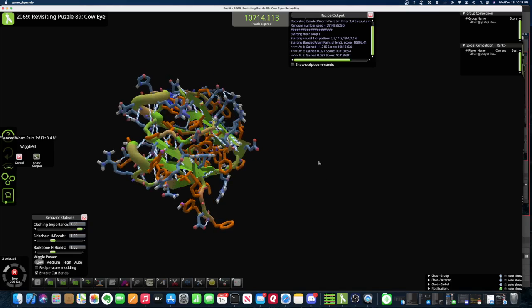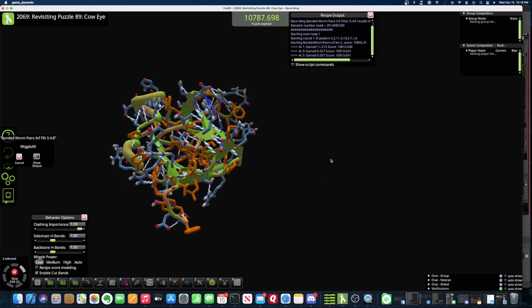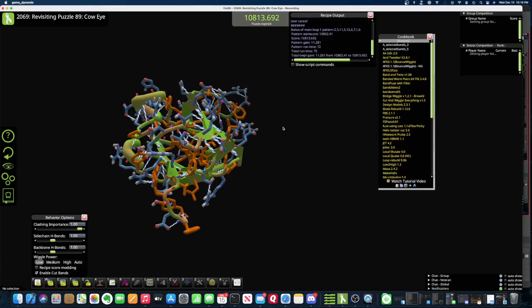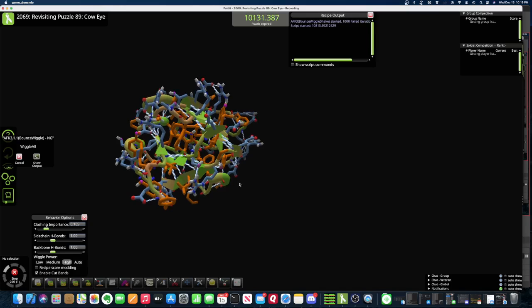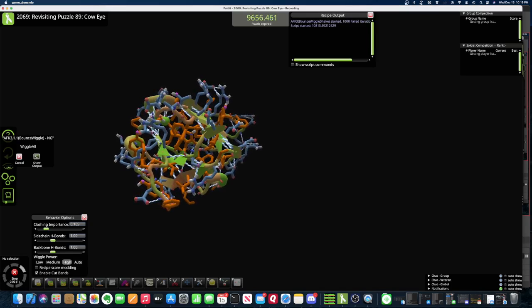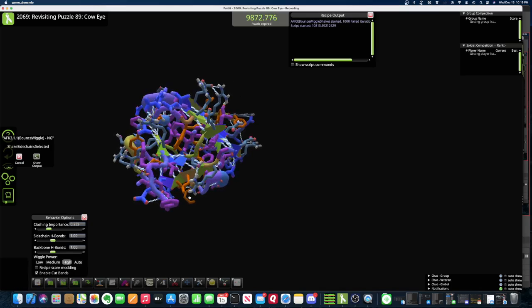So I hope this helped. I'm going to stop it here. That gets pretty boring. What I normally do is put it on low, run it overnight, and then when you come back, you put it on high and you run AFK3. I think of banded worm pairs as kind of loosening it up, getting a point here, a point there, and kind of shaking out all the tight points.